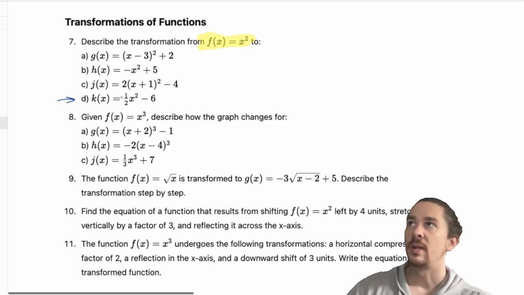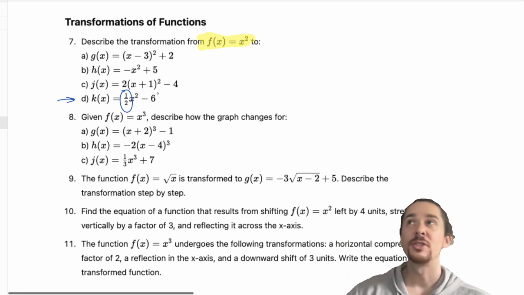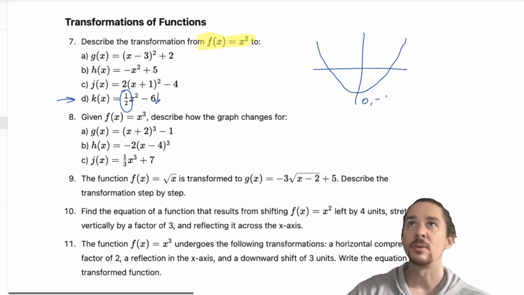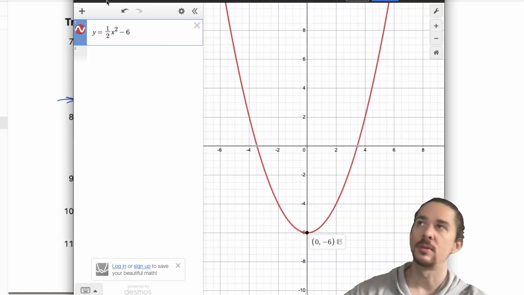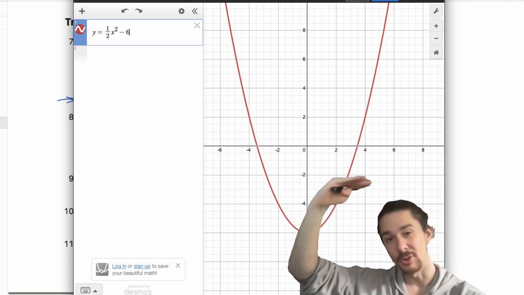For the last one here, we are multiplying it by 1/2. That's going to compress it. It's going to make it less steep. And then we're shifting it down by 6. So it's going to be something like this with a vertex at 0, -6. So here you can see the vertex at 0, -6. And just for comparison, if I get rid of that factor of 1/2, you can see it's a little bit steeper. So having that factor of 1/2 made it more shallow, made it less steep, squashed it down.